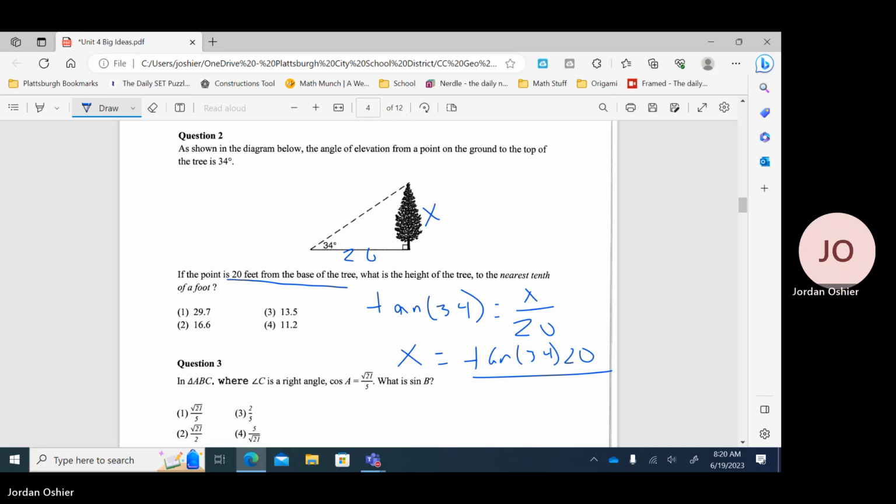I am getting mine up right now. Attempting to type this in, and times 20. So like I was saying, yours is going to be in degree mode already. Mine currently is not, so I'm just switching that really quick. There we go. So it's 13.5.